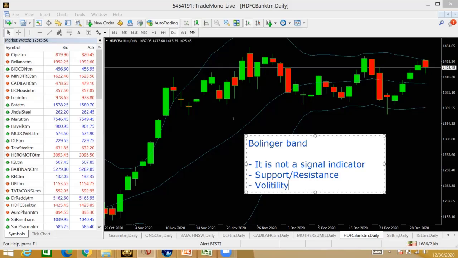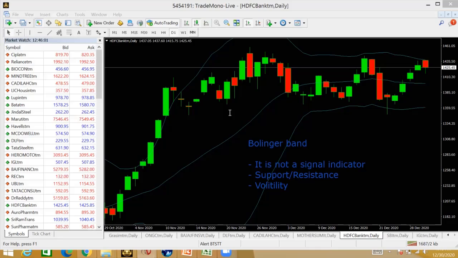So these things can be checked via Bollinger Band. If somebody is interested to know about the stock volatility, or the stock support and resistances, Bollinger Band is the right thing to trade with.